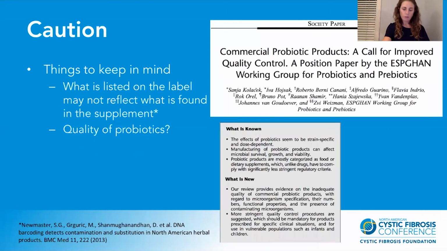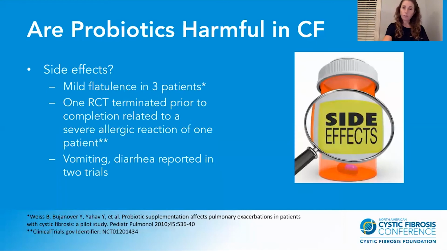After reviewing the literature, the European Society for Gastroenterology, Hepatology, and Nutrition, or ESPGHAN, sought to raise awareness of the importance of quality control for probiotics. They expressed concern about the quality of the probiotic products due to factors like misidentification of strains, contamination of products, strains that were not viable, or the labeled number of colonies could not be verified. They advocated for a more stringent quality control process for probiotics. With the quality of probiotics in question, one would wonder if taking probiotics would be harmful. There is limited reporting in the CF literature of side effects from probiotics.